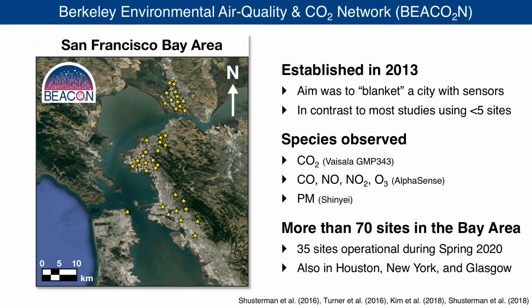sensors. Our instruments include measurements of CO2, CO, NO, NO2, ozone, and PM, but for this work I'm focusing just on CO2. We currently have more than 70 sensors around the San Francisco Bay Area, and of those, 35 sites were operational during the beginning of the shelter-in-place order in spring 2020. And the image on the left shows the location of those 35 sensors that were operational during this period.